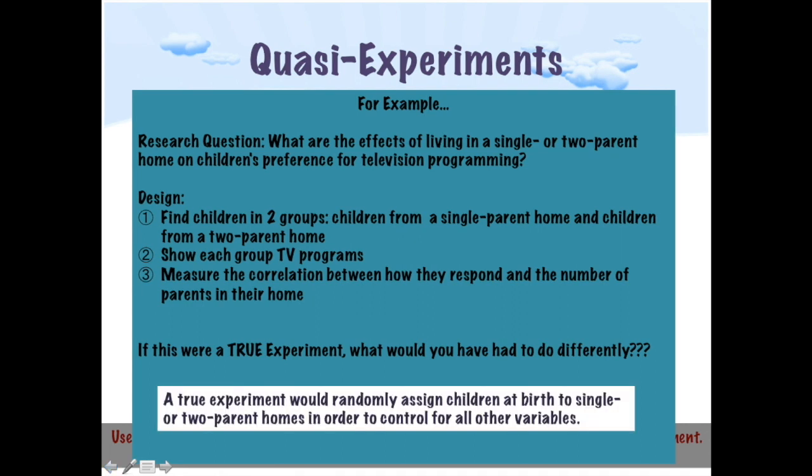In order to test this research question using a true experiment, you would have to randomly assign children at birth to single or two-parent homes in order to control for all the other extraneous variables. However, this would not be practical or ethical, and therefore we're left with having people be assigned naturally to these homes based on just what they're born into, and therefore we have to do a quasi-experiment.